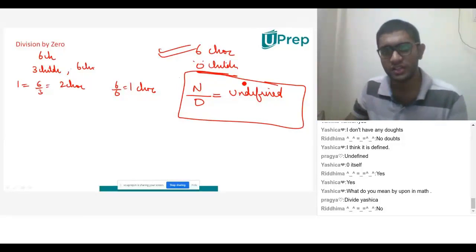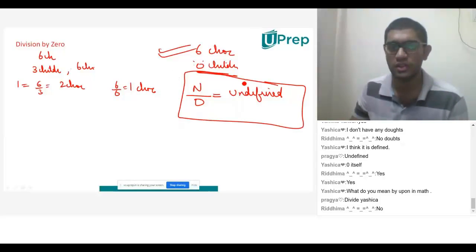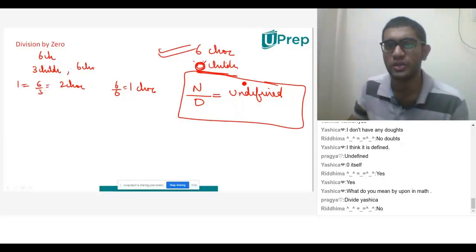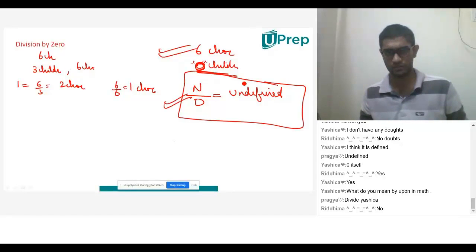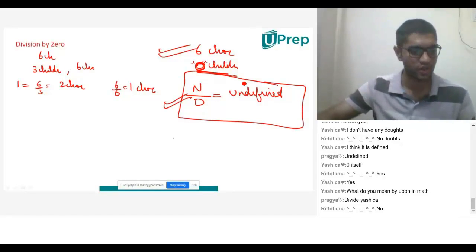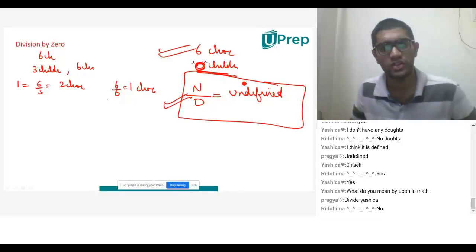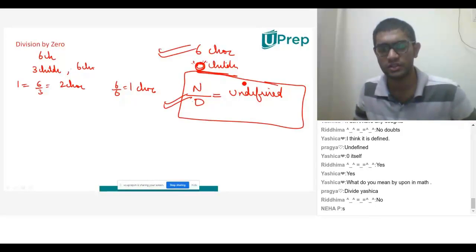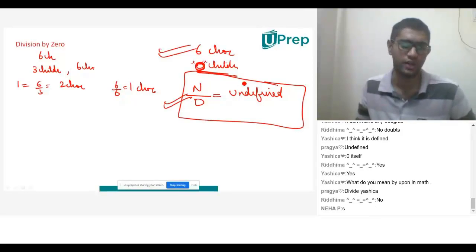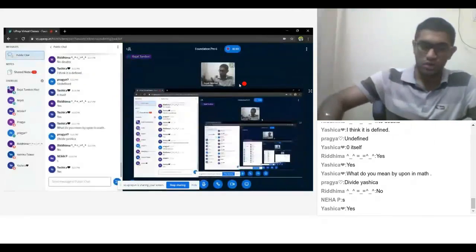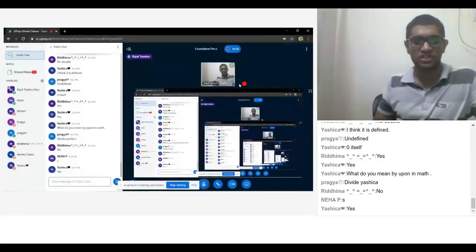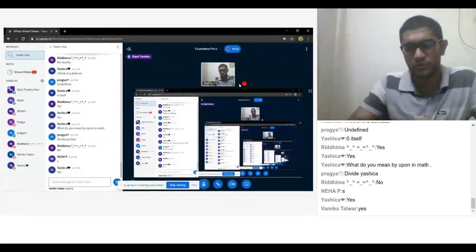But now let's understand the logic behind it. When we don't have a denominator, it is undefined. As simple as that. Is it clear, guys? Is the logic clear? Division by 0 is nothing else but this. When you have a number, it's divided by 0, it is undefined. Is it clear? No doubts. Our concept is done here. We just have 2 problems.